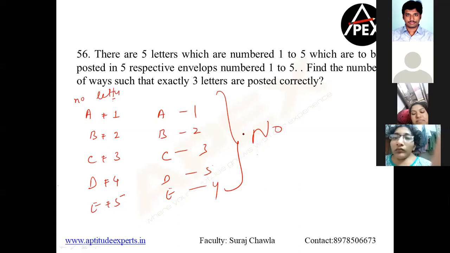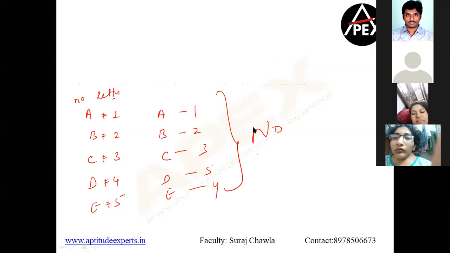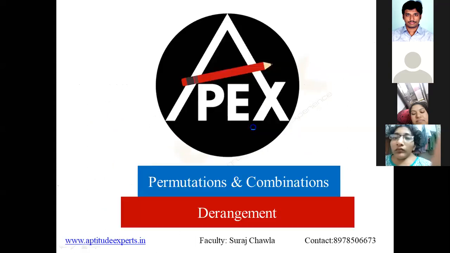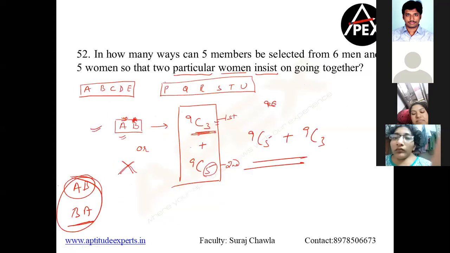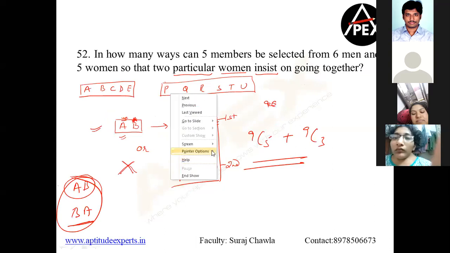I have two more questions to discuss, 52 and 41. 52. Yeah, what is the problem with 52? Yeah, who was asking 52? Yeah, Vinny. Two particular women insist on going together. Yeah, tell me, Vinny, what is your doubt?